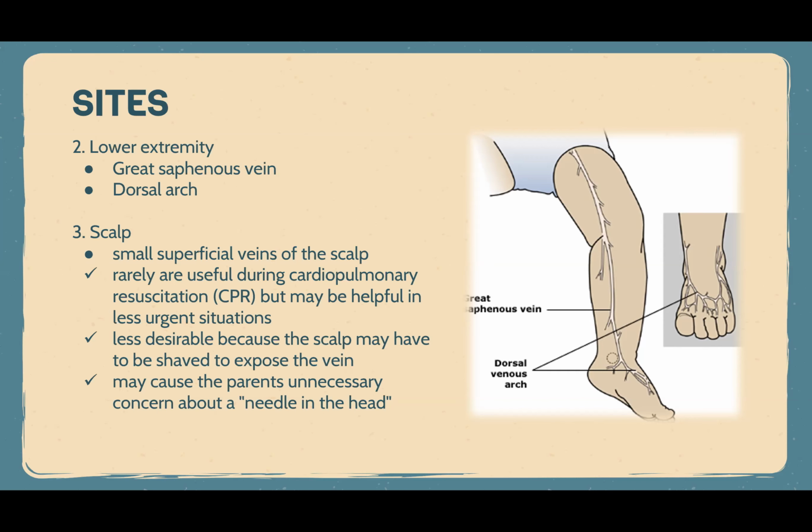And the last one is the scalp. We can cannulate the small superficial veins of the scalp. This is rarely useful during cardiopulmonary resuscitation, but it can be helpful in less urgent situations. Cannulation at the scalp is less desirable because we need to shift the head of the child in order to expose the vein, and this can also cause the parents to have unnecessary concern about a needle in the head of their child.